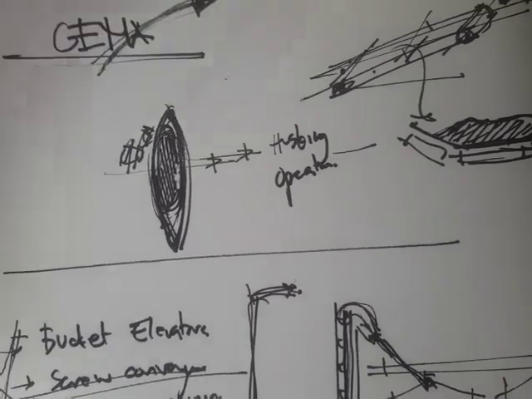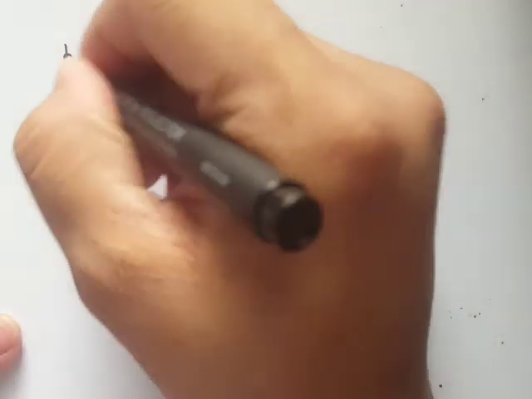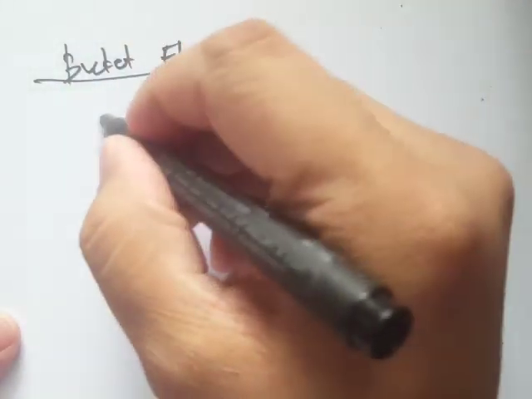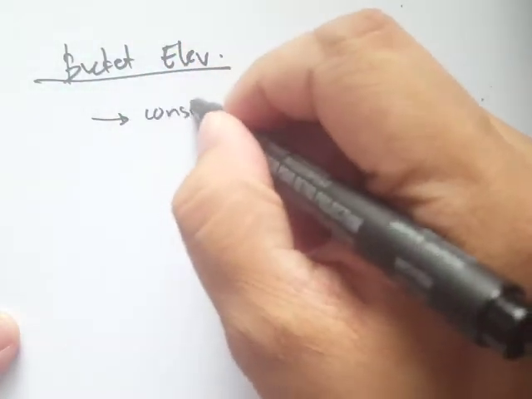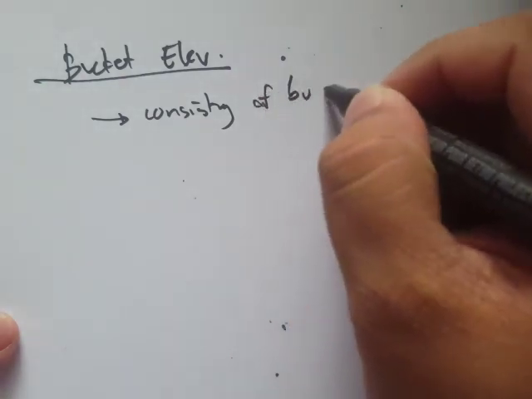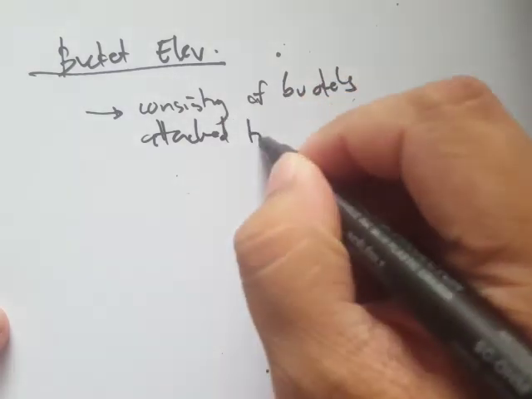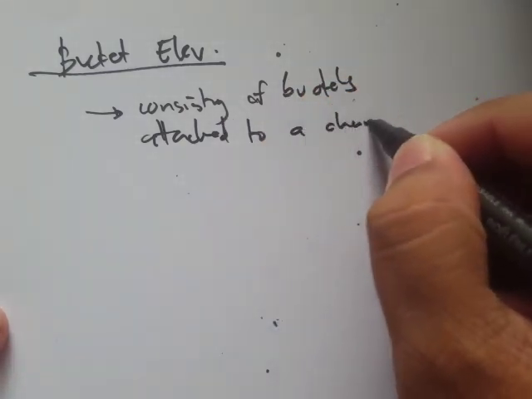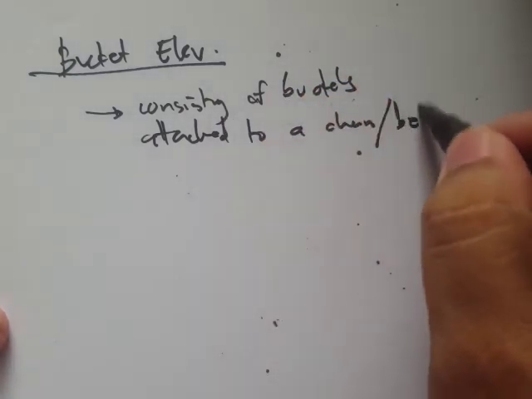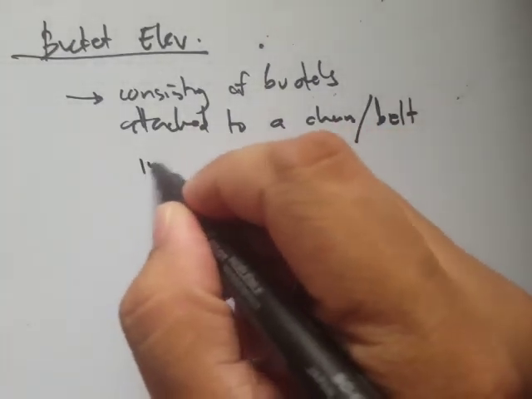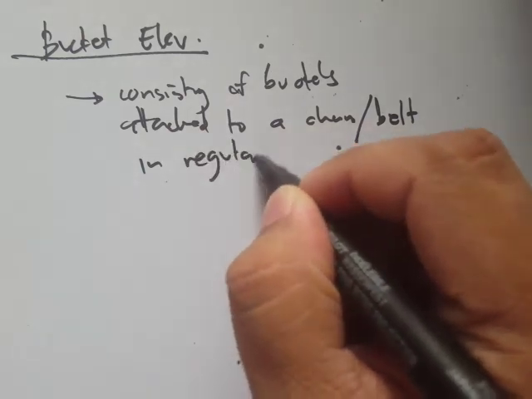Okay, so enough of this. We'll talk about the bucket elevators in detail. Okay, so bucket elevators, they are actually material handling equipment consisting of buckets attached to a chain or belt, so it's possible if it's a belt or chain, in regular intervals.